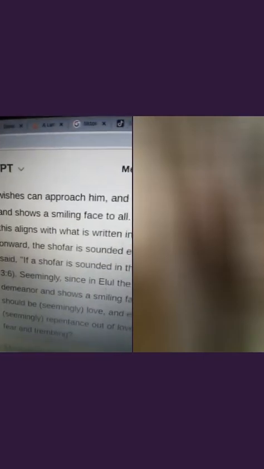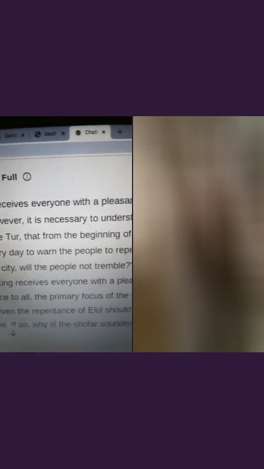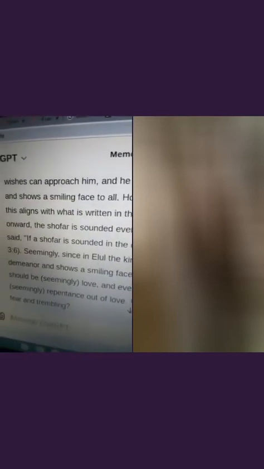How does this fit with what is written in the Torah, the Book of Jewish Law? That from Rosh Chodesh Elul and onward, the shofar sounded each day to warn the people to repent, as it is said, if a shofar is blown in the city, will the people not be afraid? It seems that since in Elul the king receives everyone with a pleasant face and shows smiling faces to everyone, the main work of Elul is seemingly love, and even the repentance of Elul should be repentance out of love. So why is the shofar sounded then to arouse fear and trepidation?